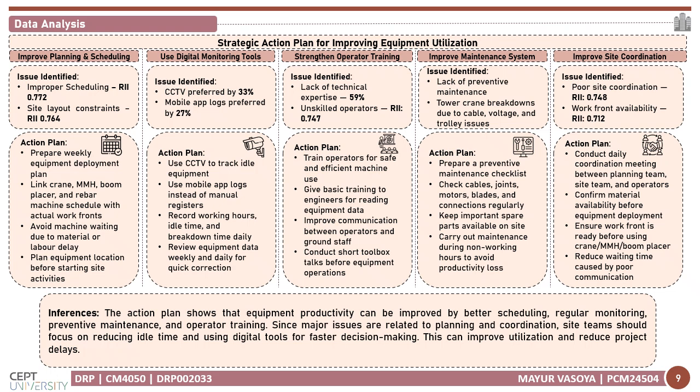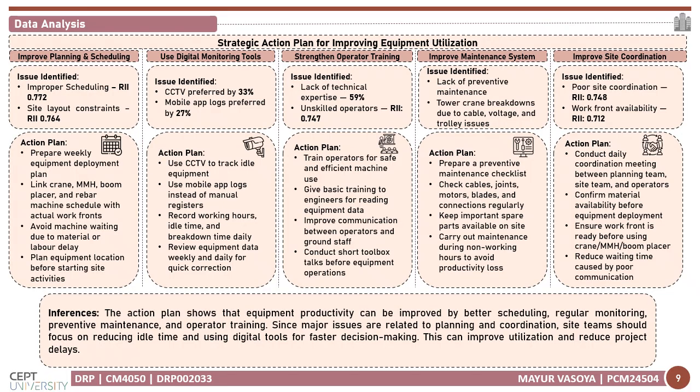And the fourth action area is improving the maintenance system. The breakdown log shows repeated tower crane issues related to cable, voltage problems, trolley damage, and jumping work. To reduce these failures, a preventive maintenance checklist should be prepared, and the cable joints, motor blades, and connections should be checked regularly. Critical spare parts should be available on site, and maintenance should be planned during non-working hours where possible.